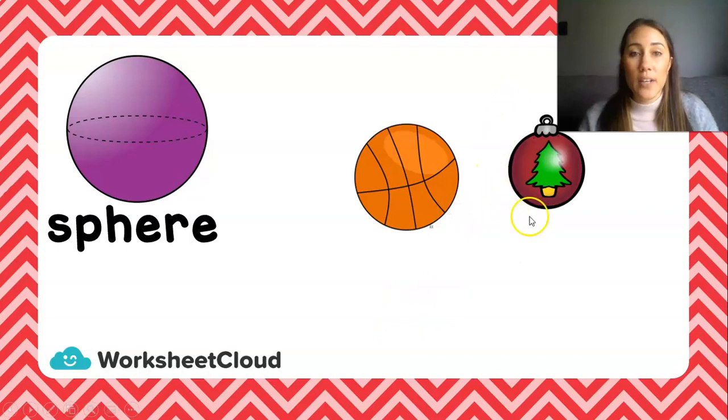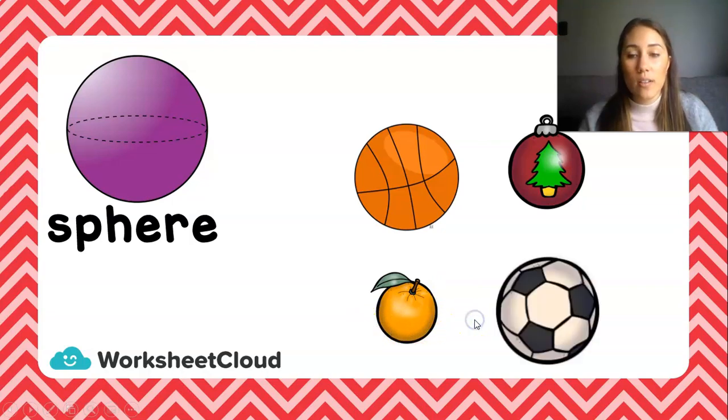Or a Christmas decoration, a bauble on a tree could be a sphere. Or some fruit could be a sphere, like a lemon or an orange. And a soccer ball, another ball that could be a sphere. Maybe you can think of some more examples that you've seen at home that could be a sphere.